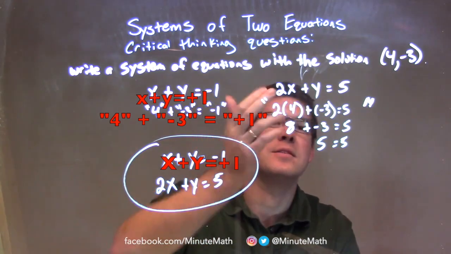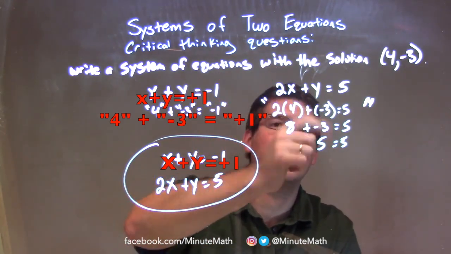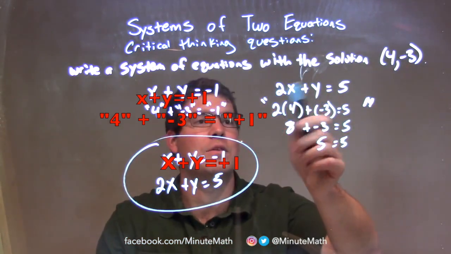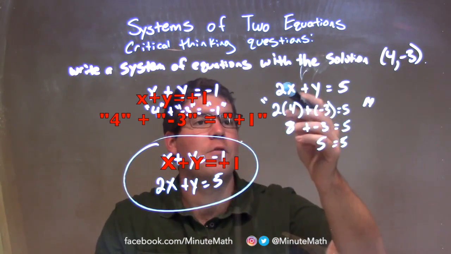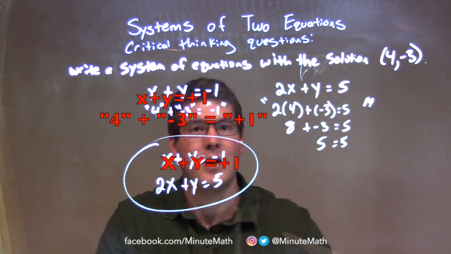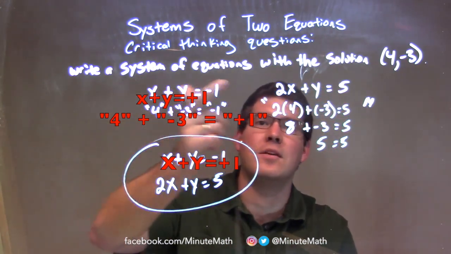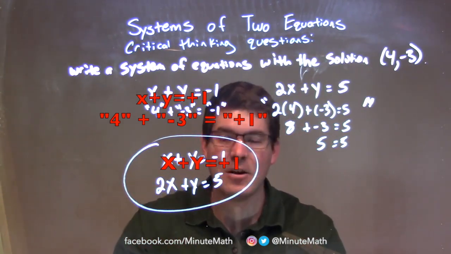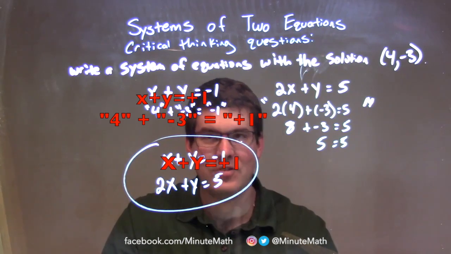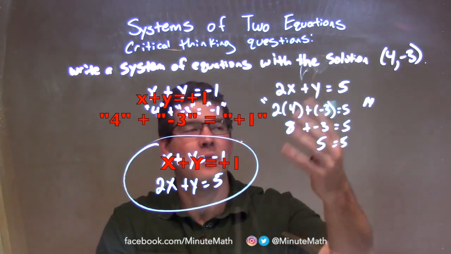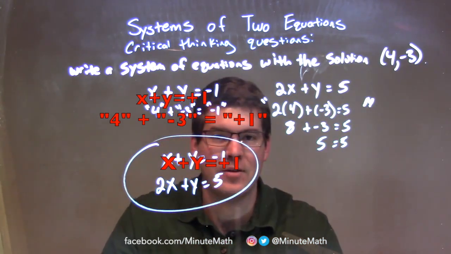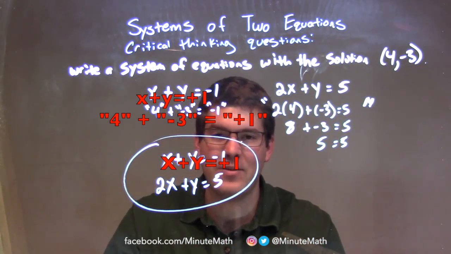Okay, so we just did that and saw what happened. We tried it out. 2 times 4 plus negative 3 came up to 5. So we put 5 there, and then 4 and negative 3 would be a solution right there for this second equation. So since it's a solution for the first one and a solution for the second equation, I can write it here and it's a solution for both of them. So again, our final answer, our two equations for this system of equations which have a solution of (4, negative 3) is x plus y equals 1 and 2x plus y equals 5. And again, this is one of many.